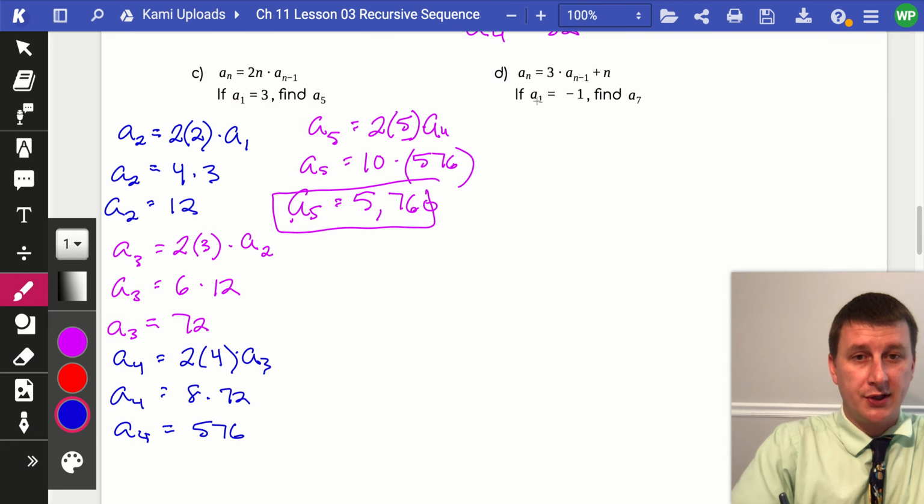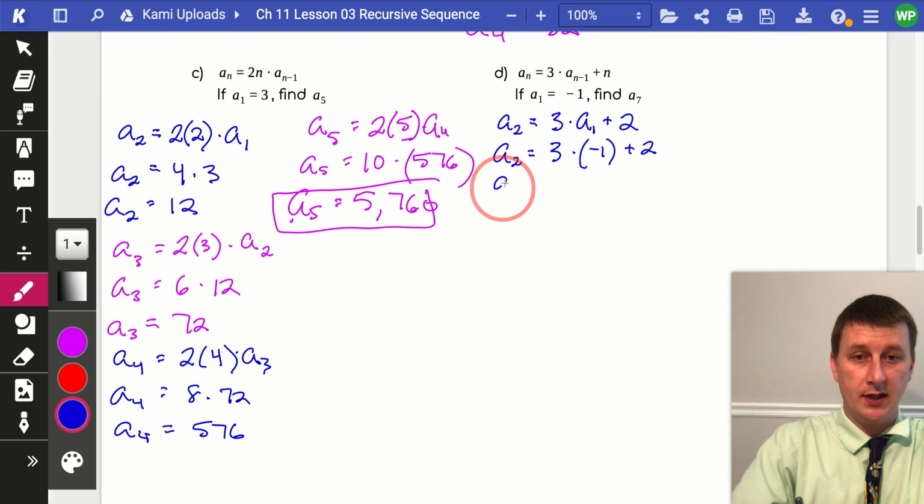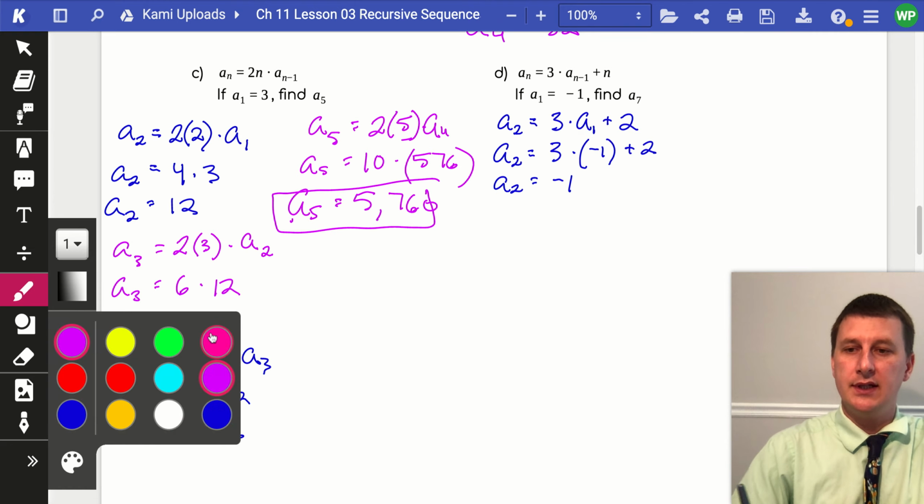So let's get right into it, and then we are done with recursive sequences. Now, we're going to start off with a sub 2 because we're given a sub 1, so our next step would be to find our second term. So we have a sub 2 is equal to 3 times a sub 2 minus 1, which is just a sub 1, plus n, which is 2. Okay, so we're going to simplify this to 3 times, well, we know -1 is our first term, plus 2. And so a sub 2 is going to give us -3 plus 2, and that's going to be -1. Interesting. Our second term is the same as our first. Let's see if this continues.